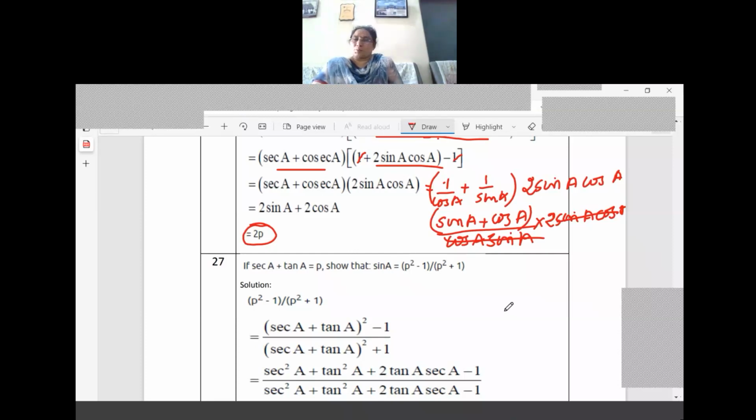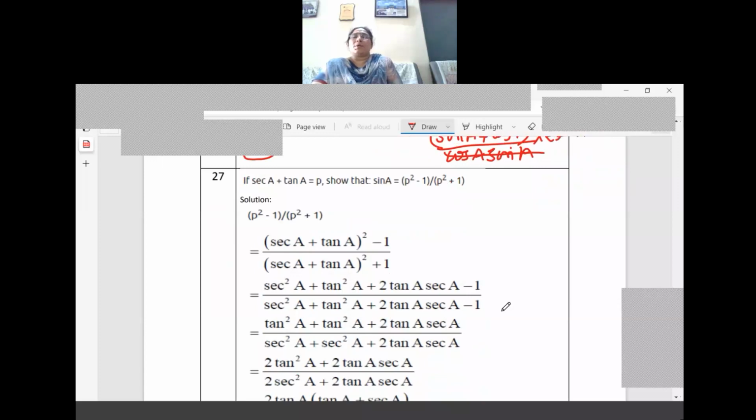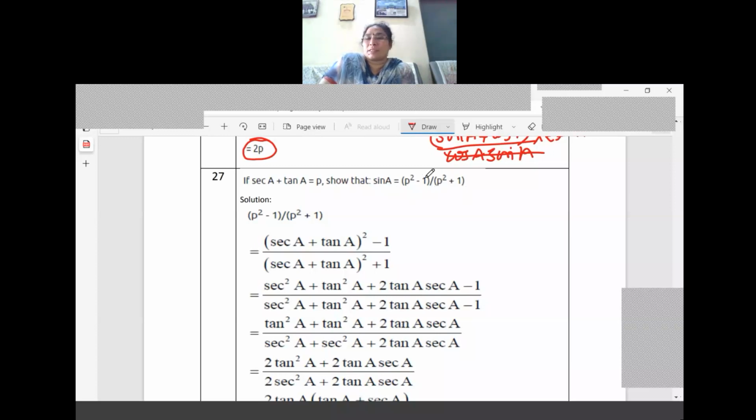What is the next question? cosec A plus tan A equal to p. Show that sin A equal to p square minus 1 by p square plus 1. What is p here? cosec A plus tan A. So what we have taken this time is the RHS. RHS is what? p square minus 1 divided by p square plus 1. So just substitute the values; (a plus b) whole square we have expanded. See that one? Sec square A plus tan square A plus 2 tan A cosec A minus 1. What happened in the denominator? Sec square A plus tan square A plus 2 tan A cosec A plus 1.